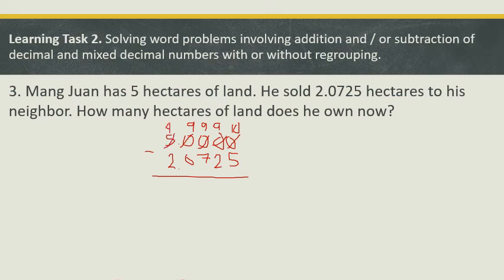Okay, so 10 minus 5 is 5. 9 minus 2 is 7. 9 minus 7 is 2. 9 minus 0 is 9. Then, yung decimal point natin. Then, 4 minus 2 is 2. So, ang answer natin is 2 and 9,275 hectares. So, ang natira sa kanya ay 2 and 9,275 over 10,000 hectares.